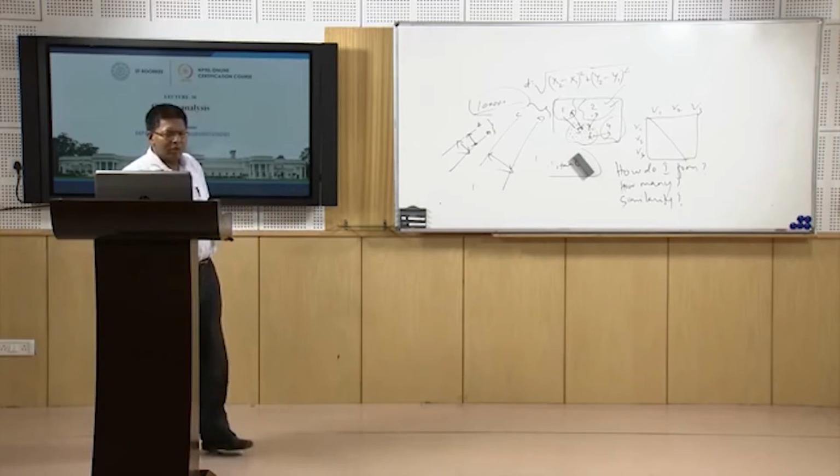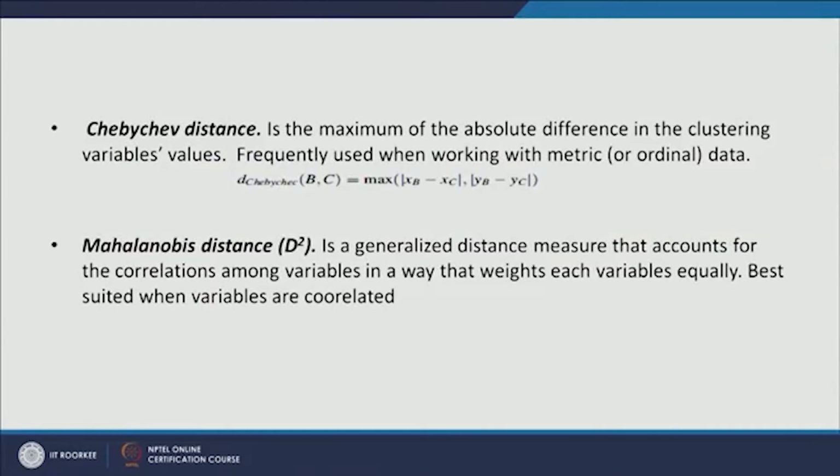Then you have two more, like Chebyshev's distance, right, which takes the maximum of the absolute difference in the clustering variables values. For example, the maximum of x1 minus x2 or y1 minus y2. So only the absolute value is taken, right. And the last which I was saying is the Mahalanobis distance, which accounts for the correlation among the variables in a way that weights each variable equally.